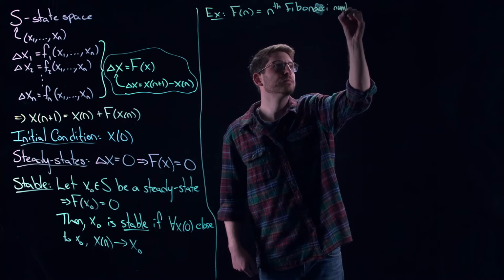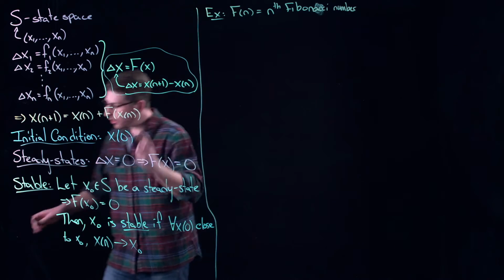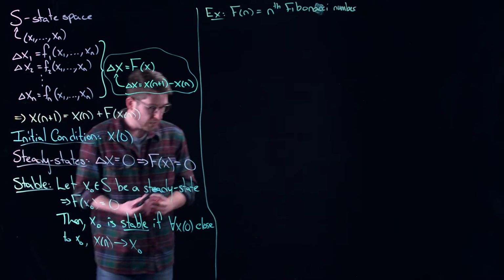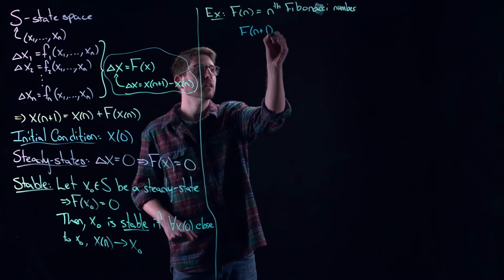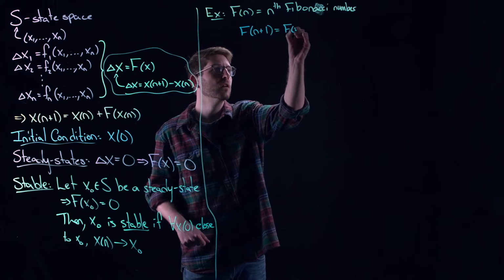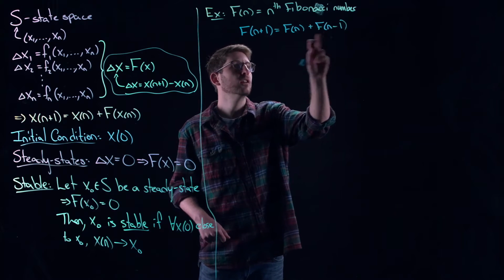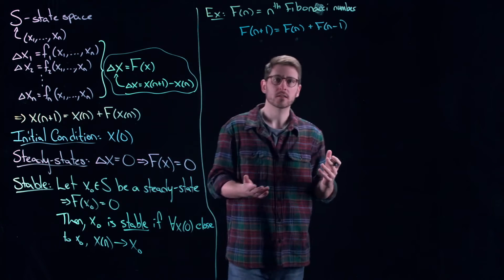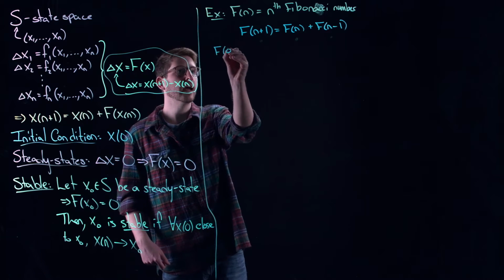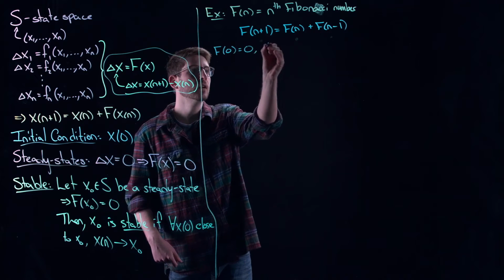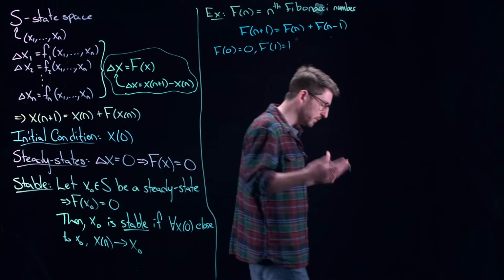Fibonacci number. Okay, then what you know about the Fibonacci numbers is that you can take the previous two, f of n and f of n minus 1, and add them together to get the next Fibonacci number. And we also know that f of 0 is 0 and f of 1 is 1, right? You've done this probably before, right?